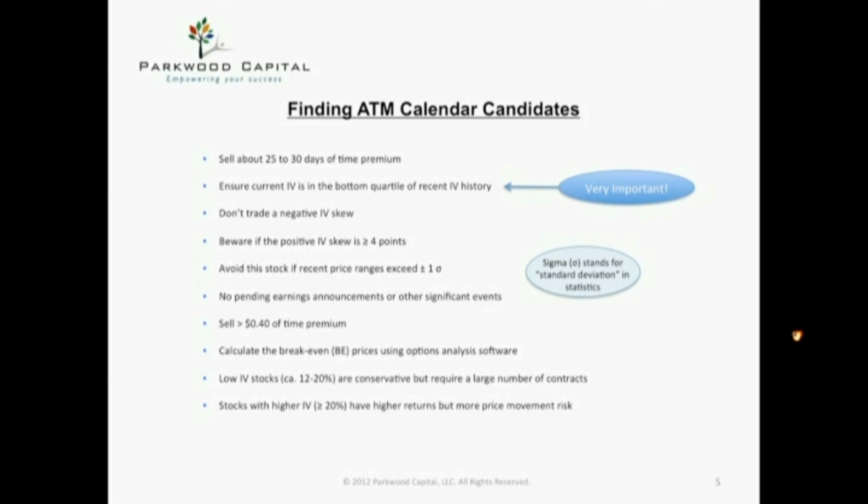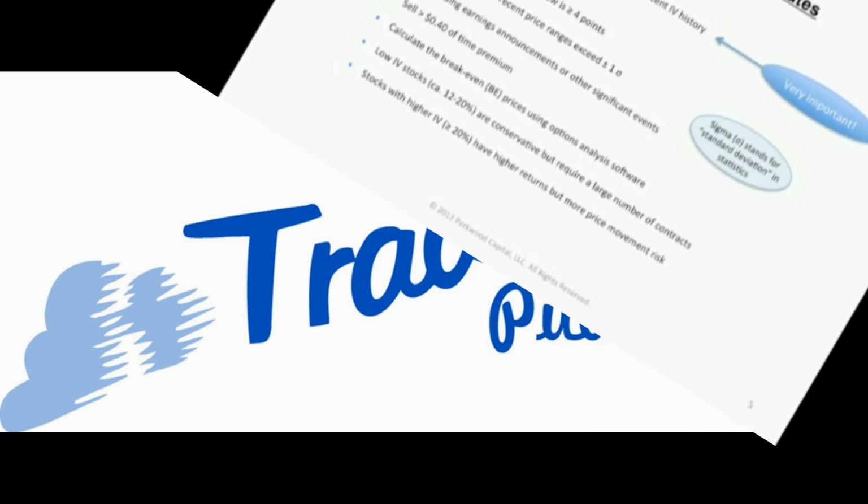On the other hand, when I use higher IV stocks like the Googles of the world, I get a nice profit because I'm selling high premium, but I have more risk of the underlying stock moving faster up or down. So that's the downside.